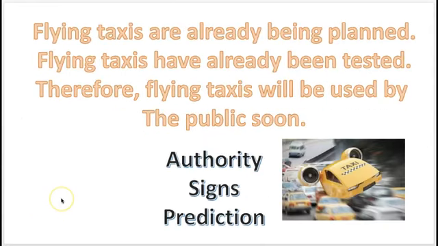Here's another practice problem for you. What type of inductive argument is this? Flying taxis are already being planned. Flying taxis have already been tested. Therefore, flying taxis will be used by the public soon. Is it an argument from authority, an argument from signs, or an argument from prediction? The answer is, that's right, it's an argument from prediction. It's an argument based on knowledge of the past to a claim about the future.